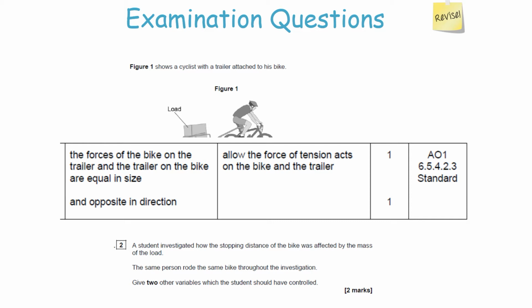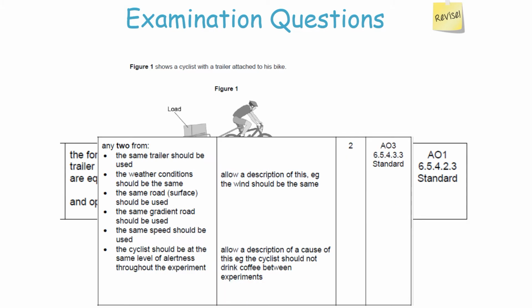So the force of tension from the bike to the trailer and the force of tension from the trailer to the bike. Now, a student investigated how the stopping distance was affected by the mass load. So what other variables should you have controlled, i.e. what other factors in the investigation could make a difference to the actual stopping distance of the bike apart from the mass of the load? So think about what has to be kept the same so it doesn't also affect the results.